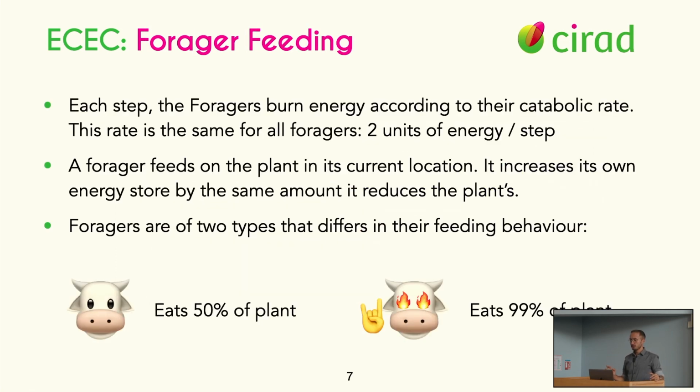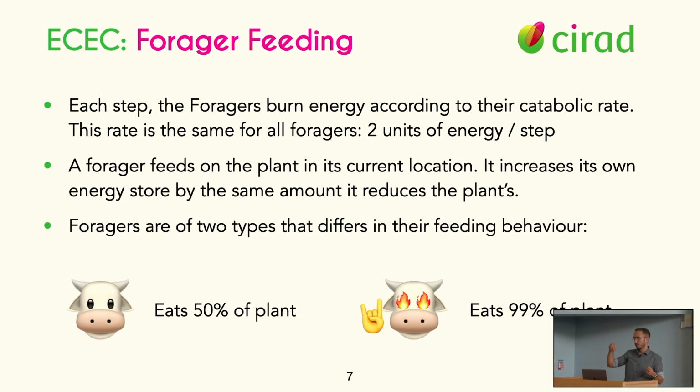Finally, the foragers. These are the rules for how the foragers feed. First of all, at every step, foragers burn energy because they need energy to survive. You can think of energy and biomass as the same thing: biomass is the amount of energy that the plant contains. Every forager has a catabolic rate, the same for all of them: 2 units of energy. So at every step of the simulation, the forager loses 2 points of energy.